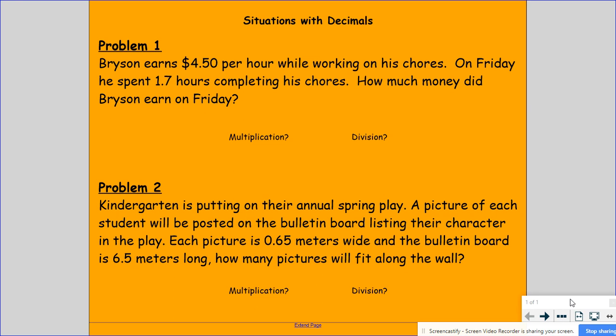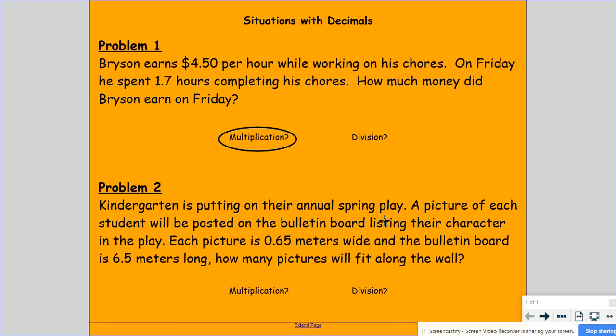So with this problem, I know that he at least worked 1 hour, so he would get $4.50. And then I'm trying to figure out a piece of that $4.50. But I know my answer is going to be bigger than $4.50 because I knew he made that just working 1 hour and he worked more than that. So to figure out how much he is going to make, then I need to multiply those two numbers together to figure that out. Today, while you're working, your first step is going to be to read these problems and to determine, am I multiplying or am I dividing?